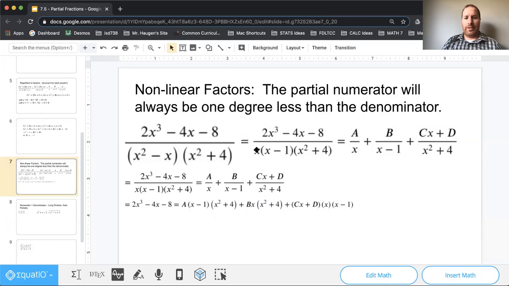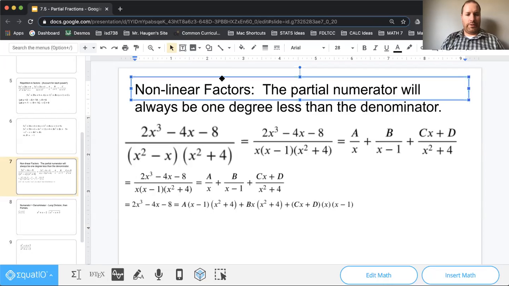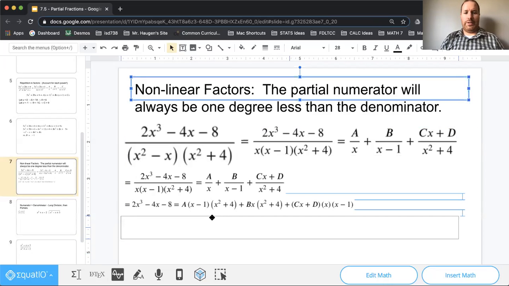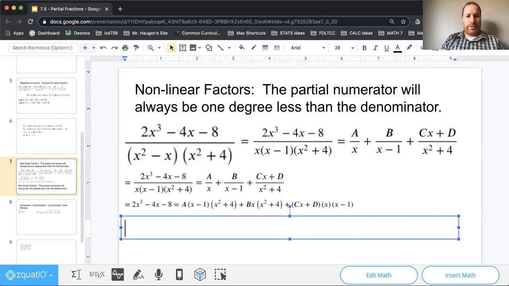In this case, 0 makes the denominator 0. 1 makes the denominator 0 as well. There's nothing that makes these zero, unless we go into complex numbers, which we're not doing in calculus. We're going to stay away from those. Just working within the real number system. So in here, let's pull this down. We can find some of those solutions. So I'm just going to take those.